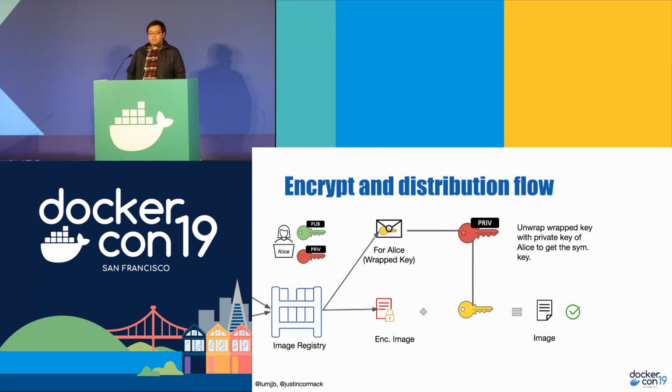So what happens next on the decryption side is pretty much the opposite of what we saw Bob did, right? So we have the wrap key, and in order for Alice to obtain the symmetric key, she uses a private key to do the unwrapping to obtain the decryption key. And she then uses the decryption key to perform the decryption on the encrypted image to get the resultant Docker image that she can then run.